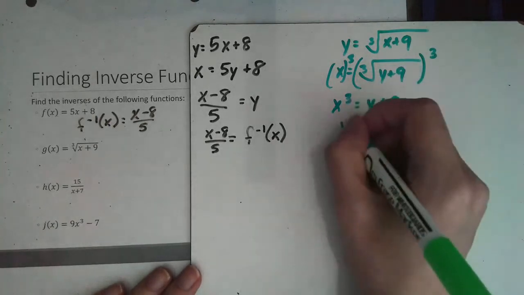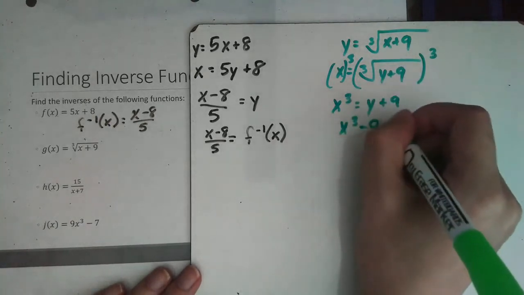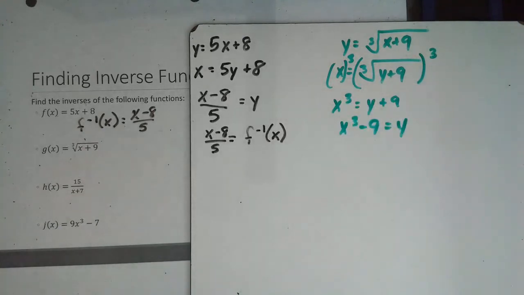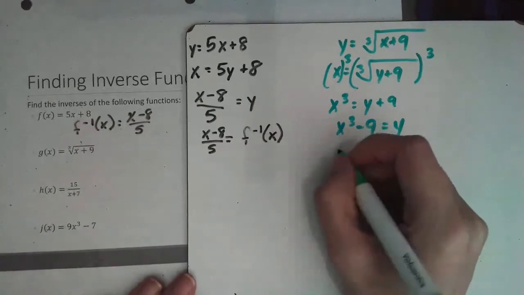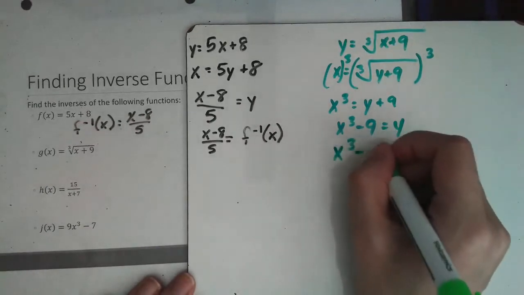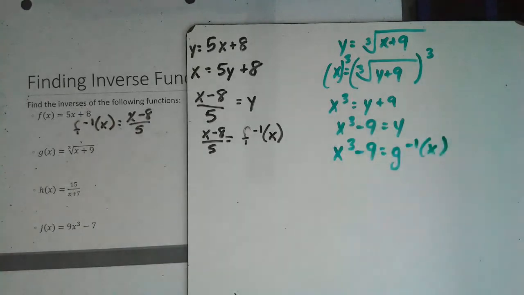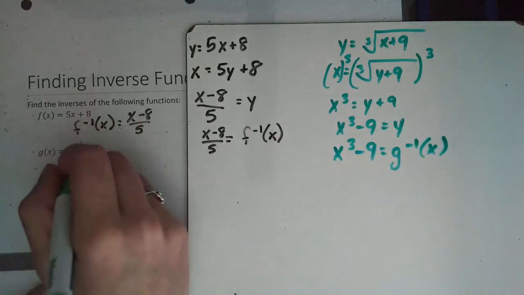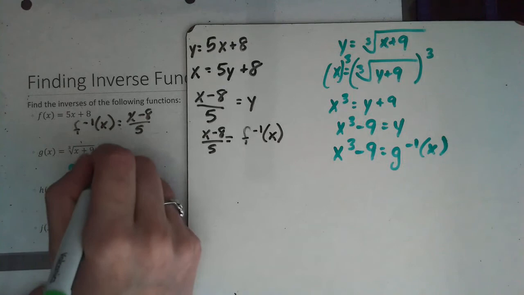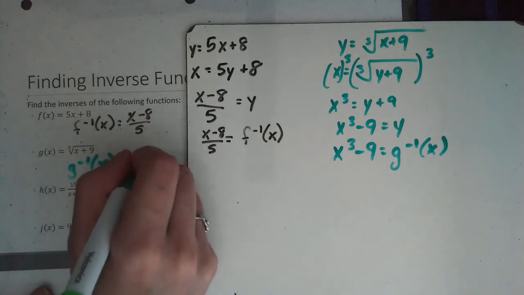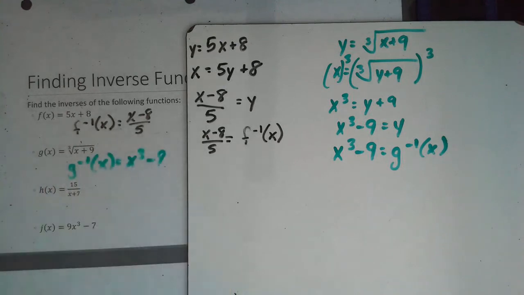Then I can subtract the 9 over, and we get x cubed minus 9 is equal to y. And finally, we use our inverse function notation. So we have x cubed minus 9 is equal to g inverse of x. So g inverse of x is equal to x cubed minus 9.